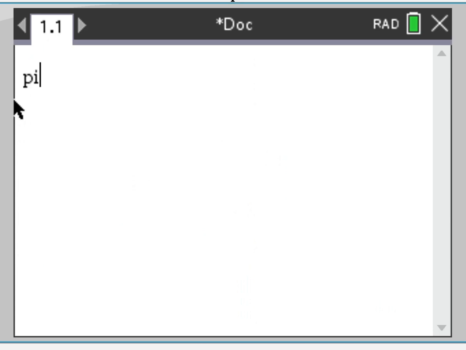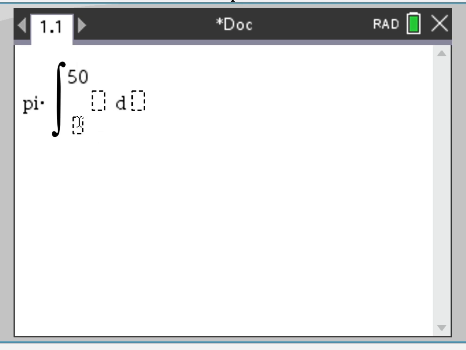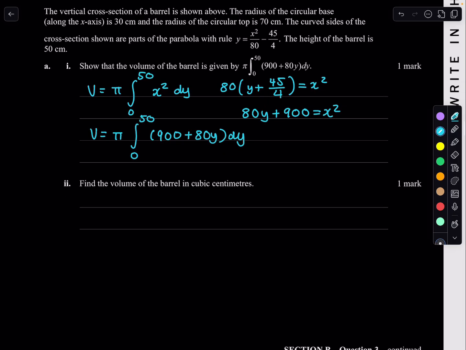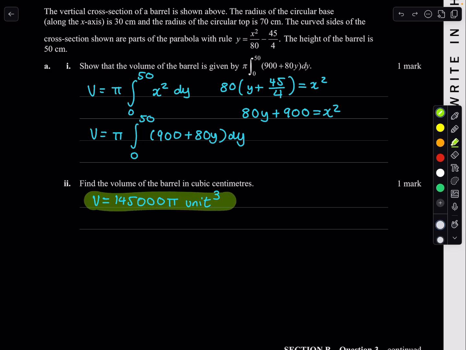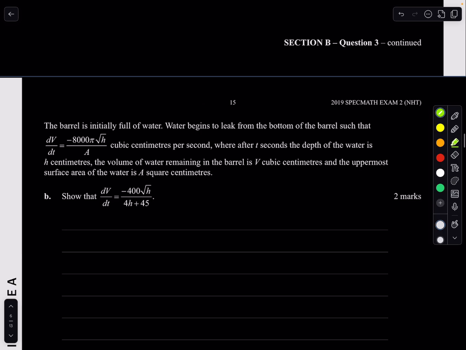So pi times the integral from 0 to 50 of 900 plus 80y dy. Enter, and we get this here. Perfect. So that's your volume. Our volume is 145,000 pi units cubed. Done. Let me just make it nice. There it is. Okay, let's move on to the next question.